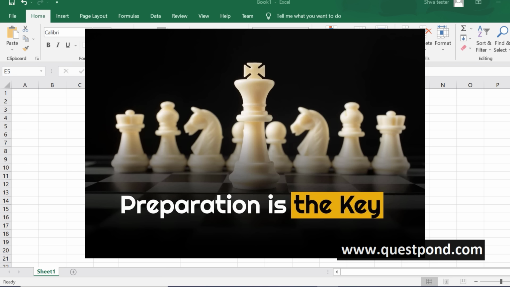Do not think that preparation is a low kind of activity. It is an important activity. It is an important process to make sure that you clear the interview. So let us first start with the first normal form.